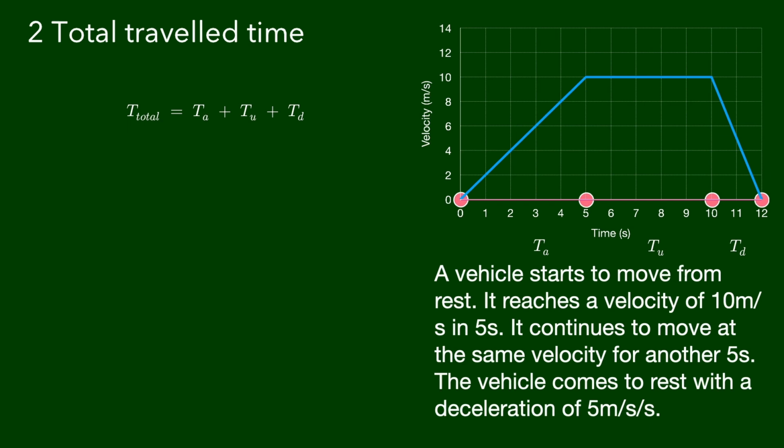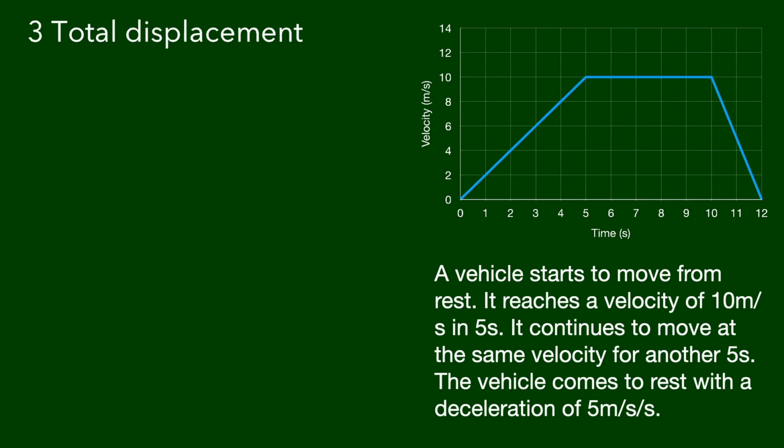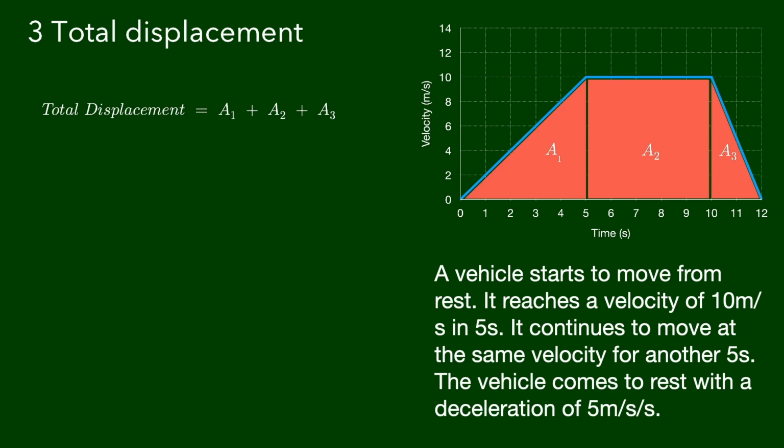However, both the time taken to accelerate and the time traveled with a uniform velocity are given in the question. Just now we calculated the time taken to decelerate. Therefore, the total time taken for the entire journey can be calculated as 12 seconds. The total displacement is given by the area under the curve.